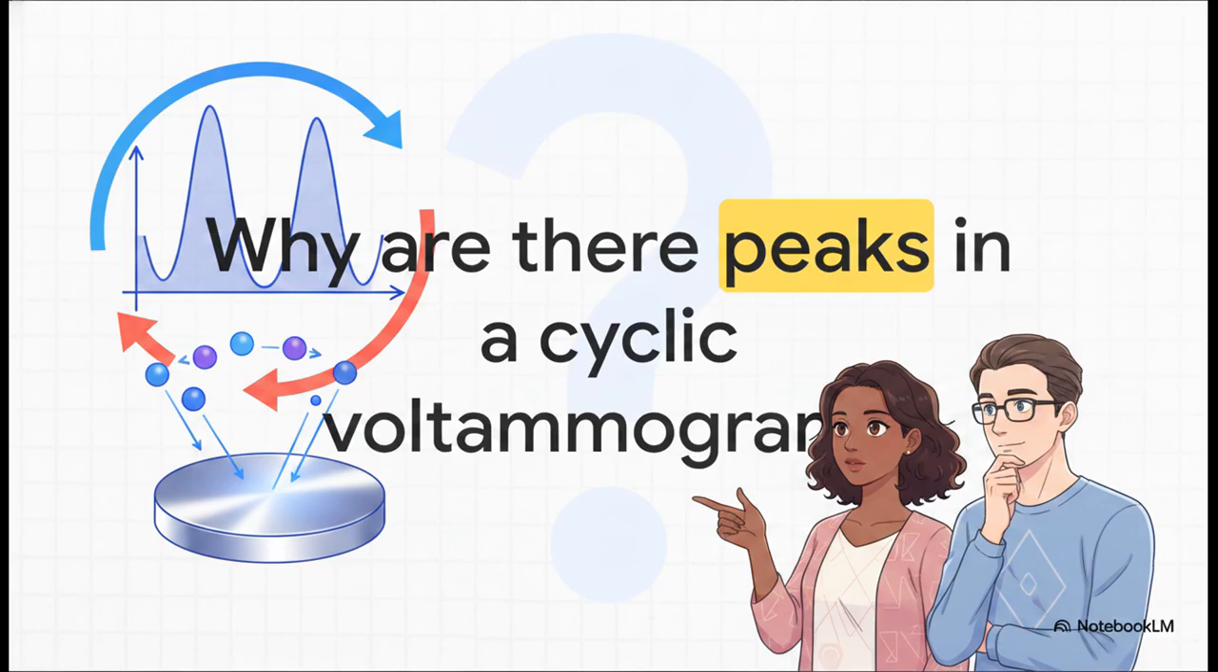So, why are there peaks in the first place? This is the fundamental question we have to ask to truly understand the thermodynamics happening right at the electrode surface. Why doesn't the current just rise up and stay totally flat? Why do we get these sharp peaks and deep valleys? Well, the secret lies in a delicate, continuous dance between voltage, local concentration, and diffusion.